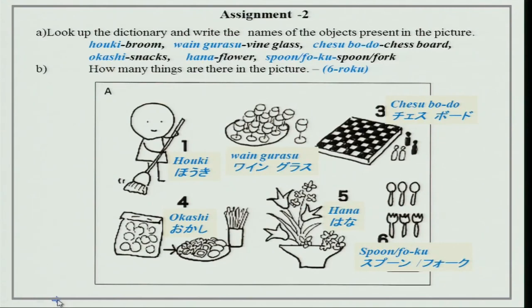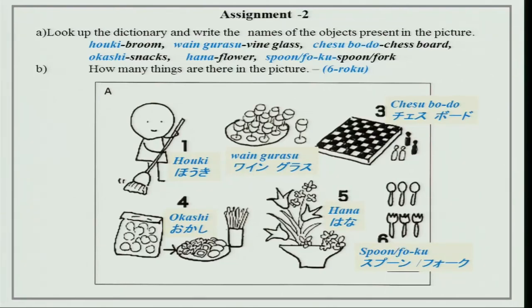Your next assignment is this picture where you were to name the objects shown in the picture. So well, the objects are here for you. Hoki. Wine glass, chess board, okashi, okashi is snacks, hana, and in the end we have spoon, fork.